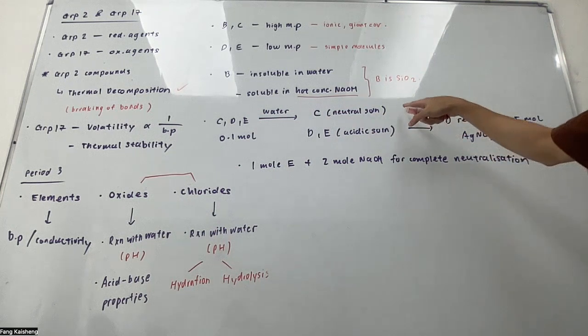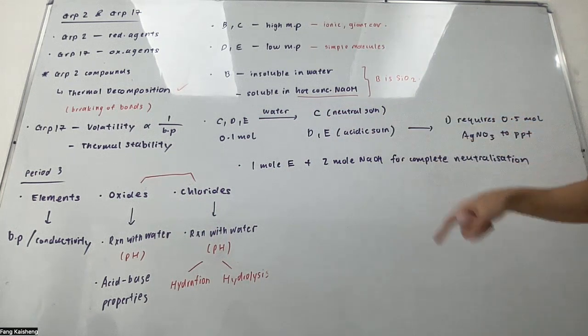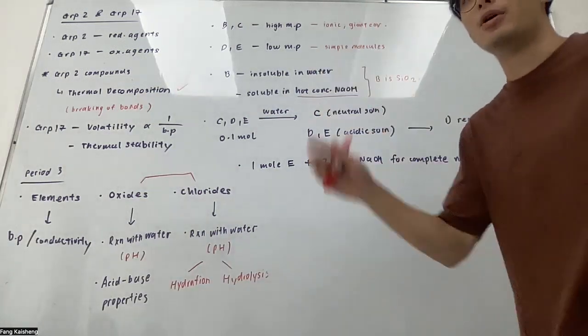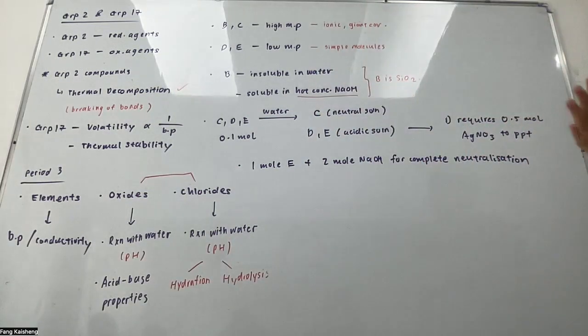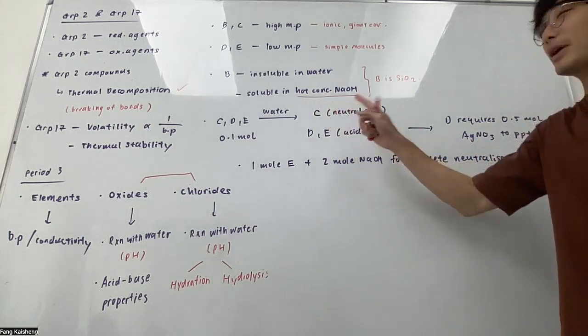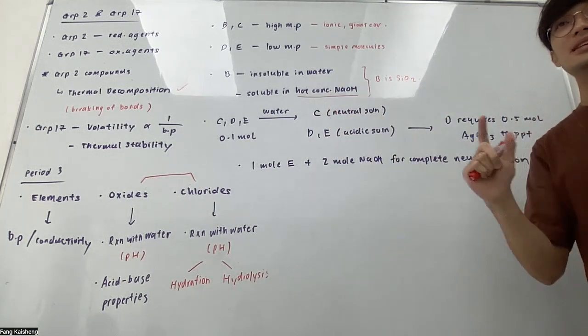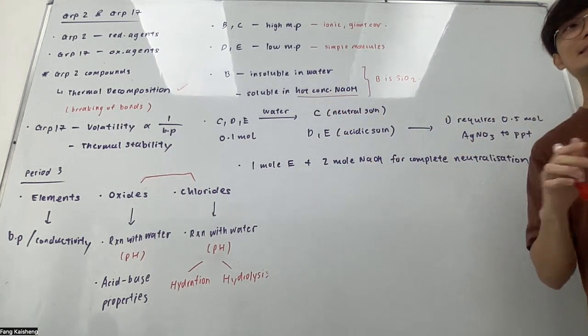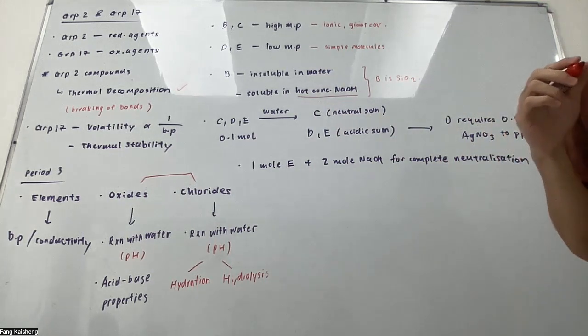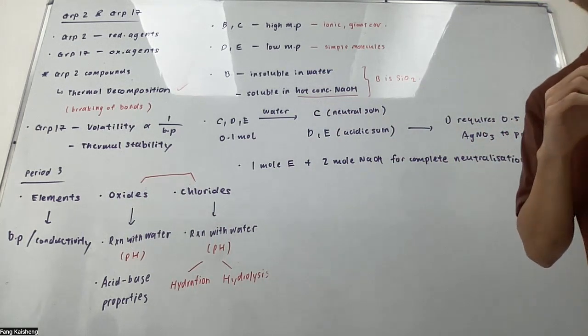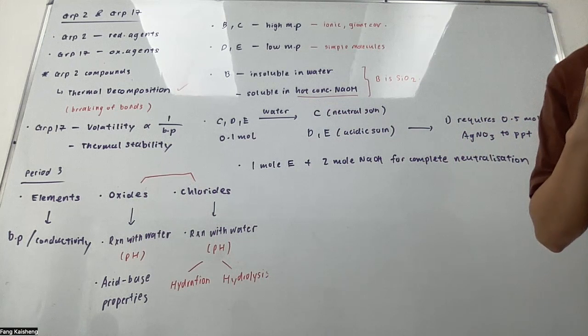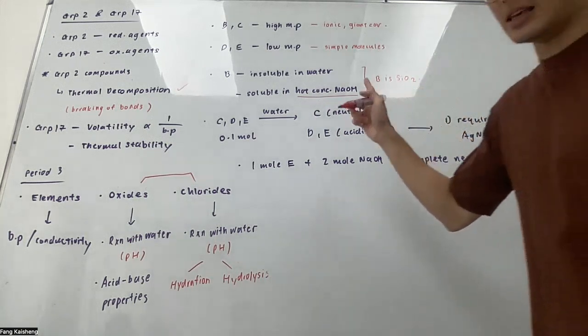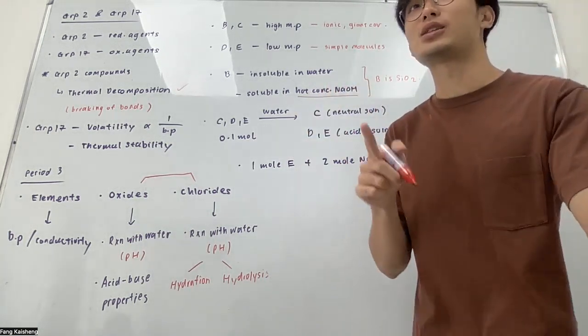Later I'll let you copy. C is a neutral solution. What does that imply, guys? Neutral means pH 7, very simple. But what does that imply about C and water? You try to add water, but you get a neutral solution. That means C is what? Is C soluble in water? No, it's actually not. Because C is not soluble in water, that's why it's neutral.